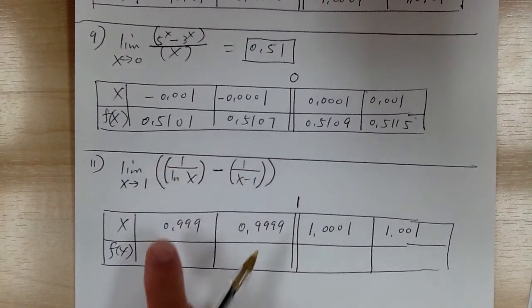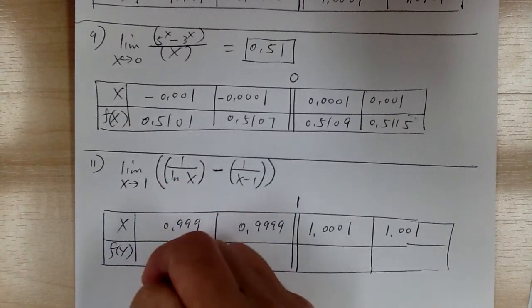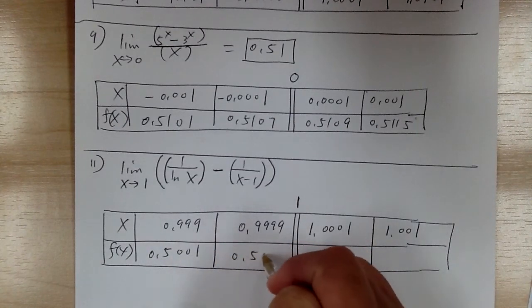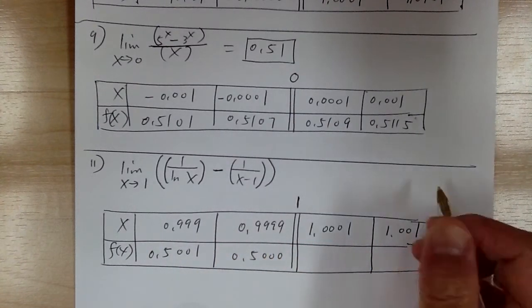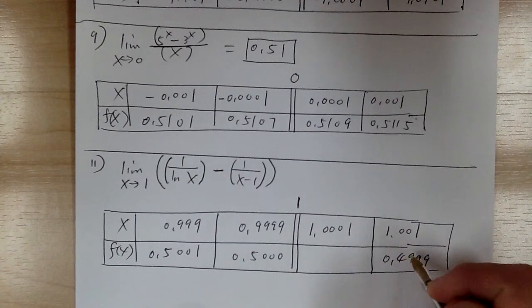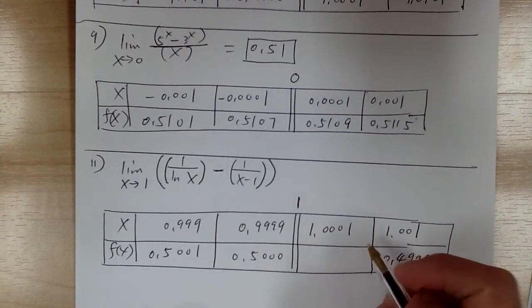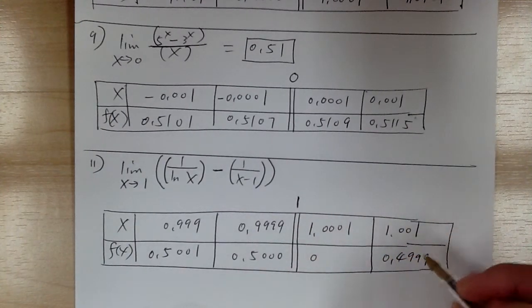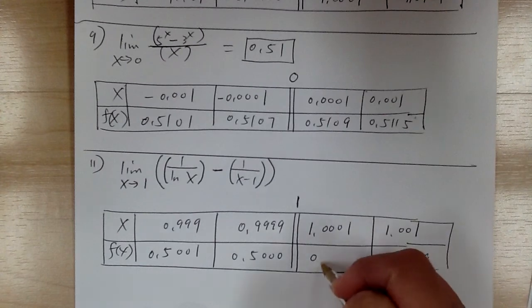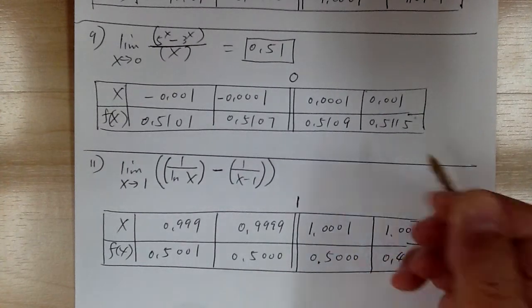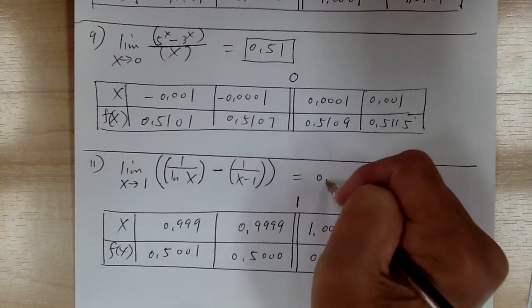So enter all the numbers in there, you're going to get 0.5001, 0.5000. This one you're going to get 0.4999. And this one, it's going to be 0.499999 something, but if you run it to 4 decimal places, you end up with 0.5000 anyway. So from here you can see that it's going to be equal to 0.5.